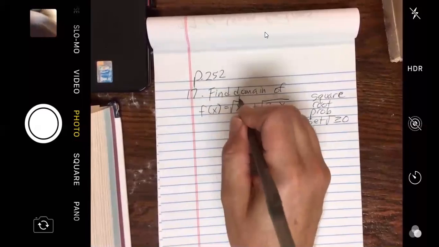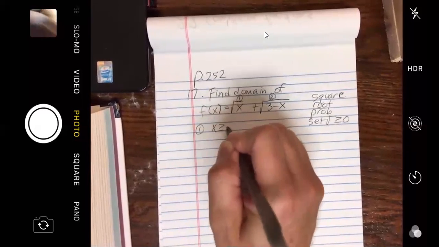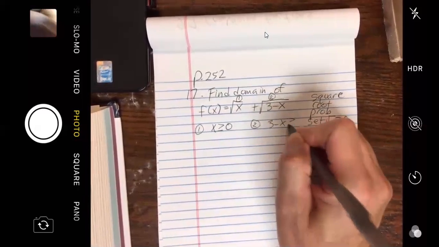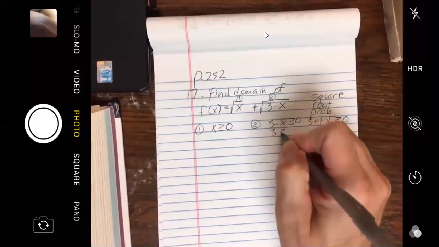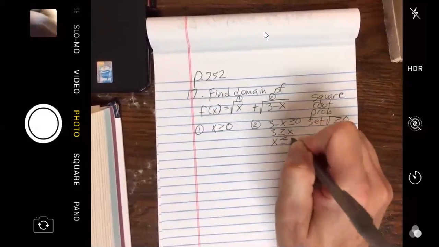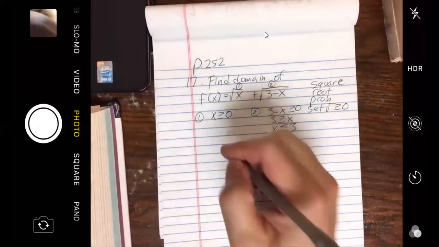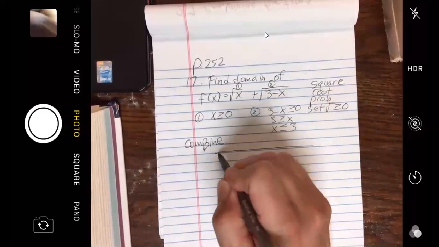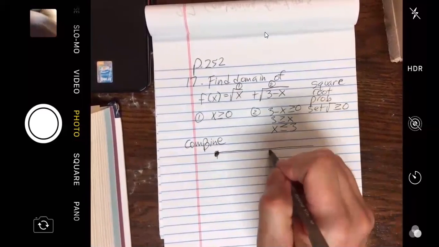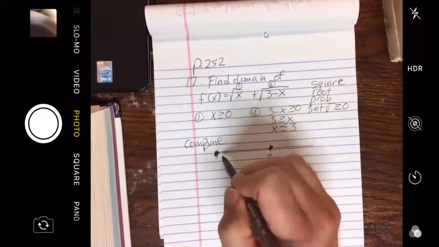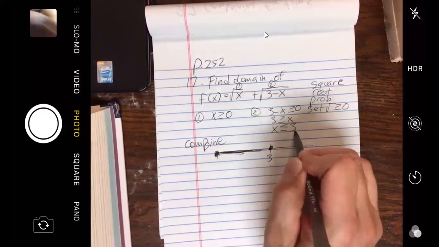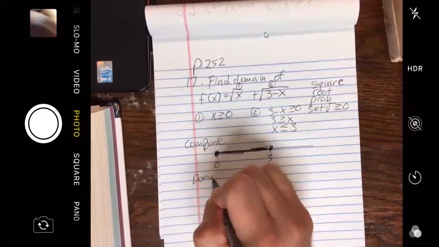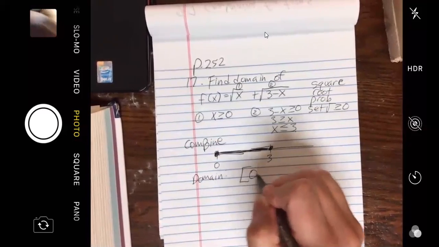So if you want number 1, number 2, you have x greater than or equal to 0. And on number 2, you would have 3 minus x greater than or equal to 0. This would put 3 greater than or equal to x. And if you switch it around, x less than or equal to 3. You combine these, you have your 0 closed circle, you have your 3 closed circle. If you're greater than or equal to 0, you're this side, but if you're also simultaneously less than or equal to 3, you're on this side of 3. So your domain, bracket 0, comma 3.